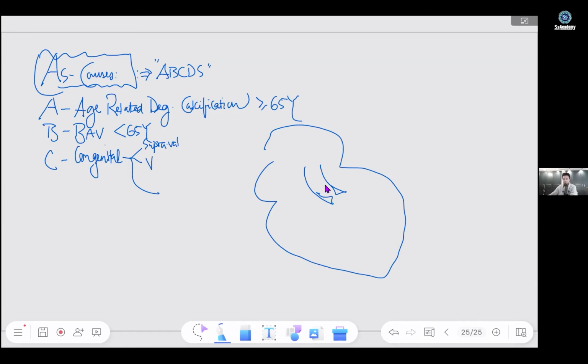Supravalvular means above the valve, a problem at that level, then valvular level, and subvalvular level. Something is there making the aortic stenosis. The aorta becomes narrowed down. Got it? Got the message? So supravalvular, one of the congenital causes that we need to learn, is Williams syndrome, my dear. I'll have lectures on the features of Williams syndrome.